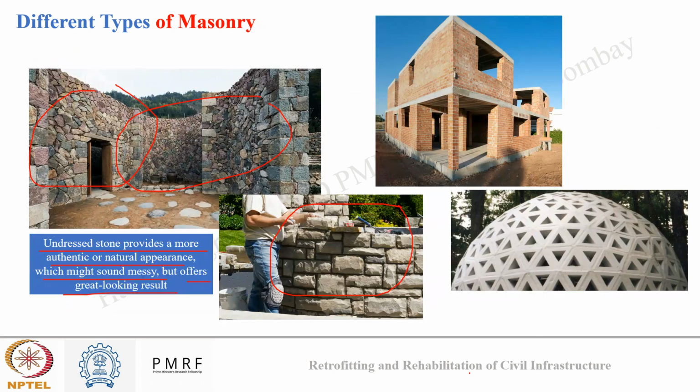Okay, so in these images you can see an example of a brick masonry building that you can commonly find in rural areas, while here you can see a concrete masonry arch kind of architecture that is often used in modern constructions.